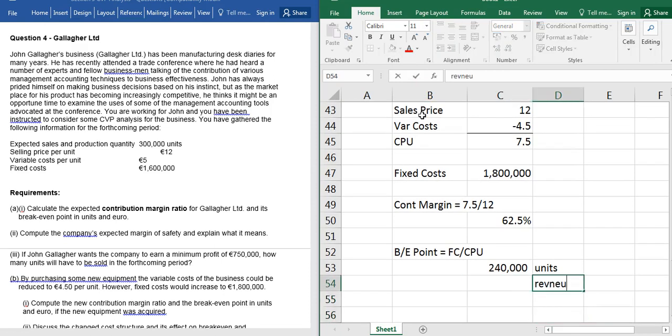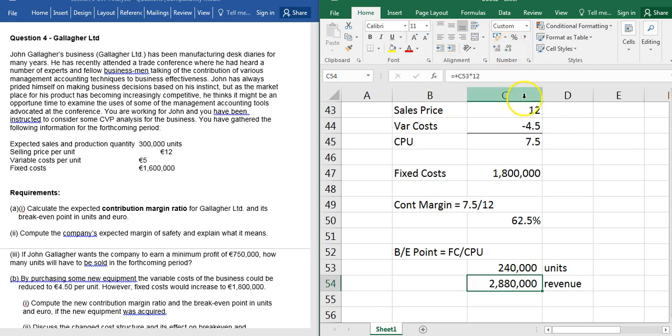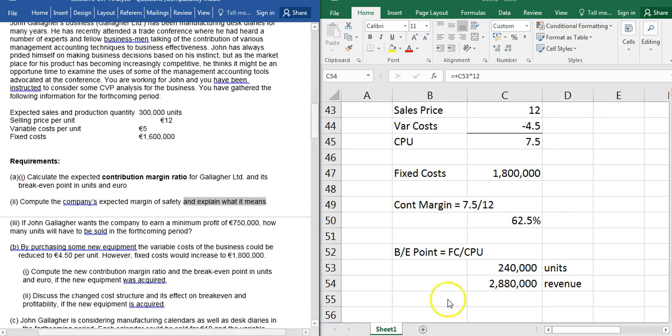And in revenue that will be 240 times 12. So you need to earn 2.88 million euro. So you can see there that changing the cost structure does impact on the overall targets. You now have a higher break even. So there's more of a risk that you're going to be loss making early on. But the benefit of this is if you get to higher volumes, you make more per unit.